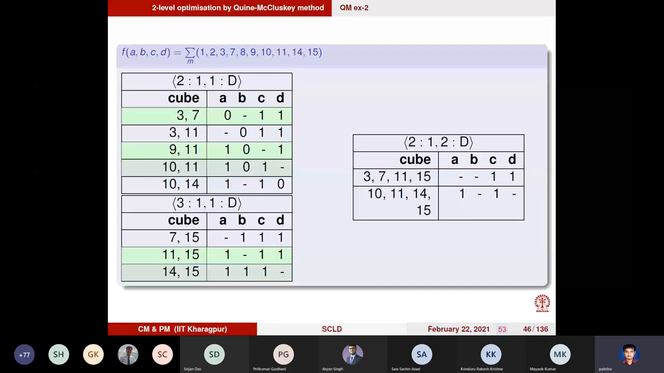The essential prime implicants here: I need columns which contain only one cross, and I need to preserve the prime implicants which are covering them. So what are the essential prime implicants here?